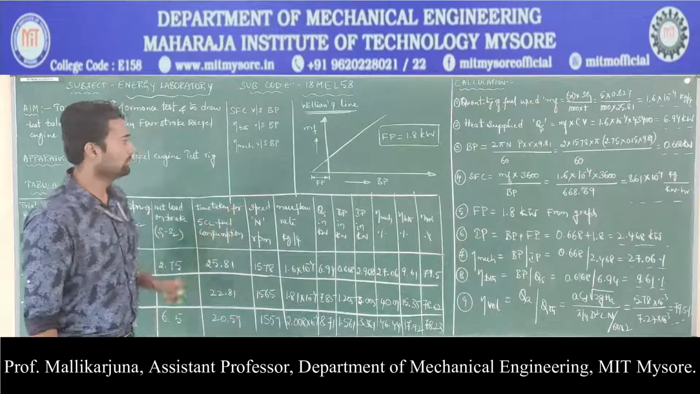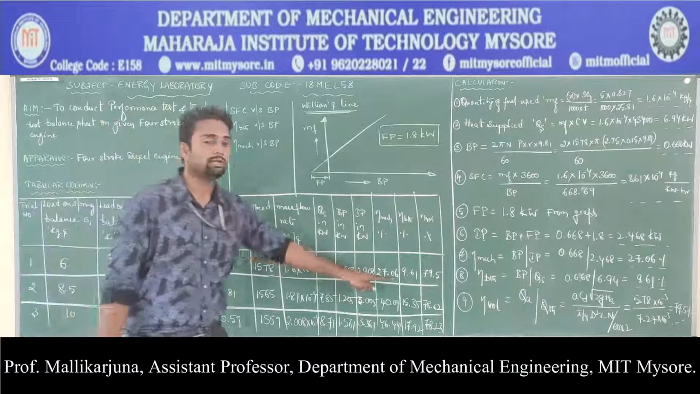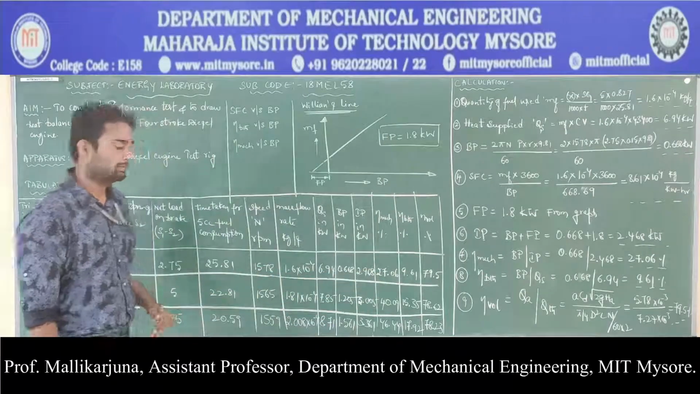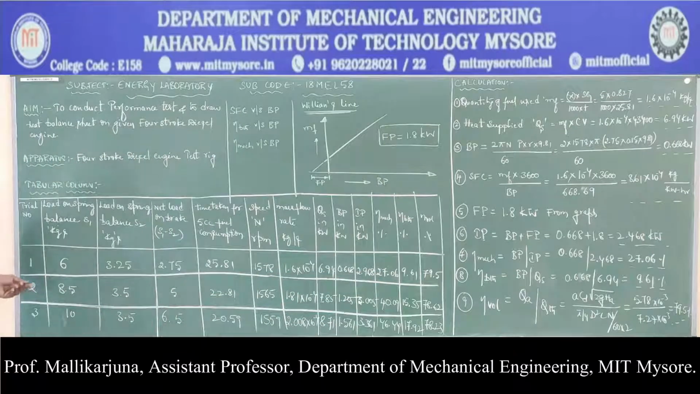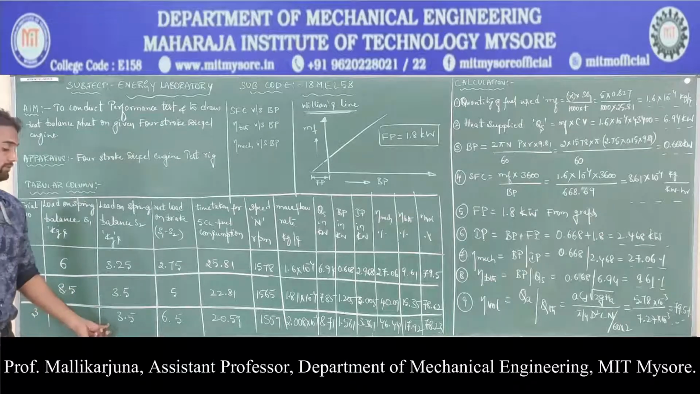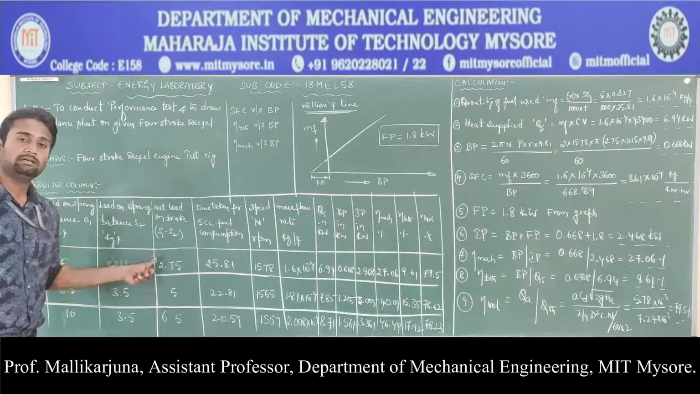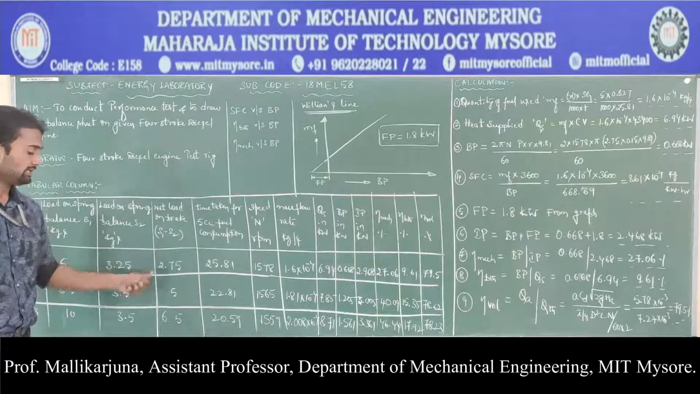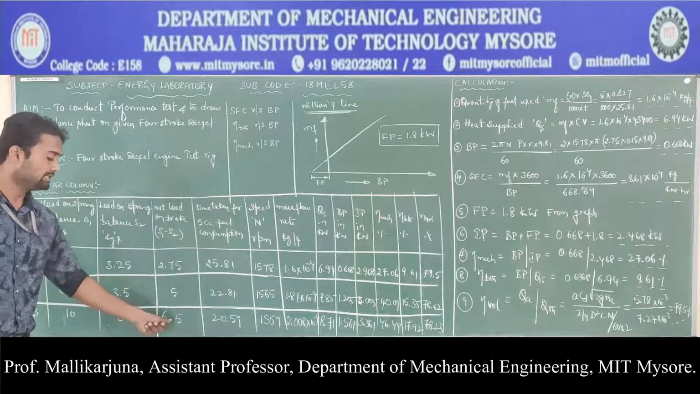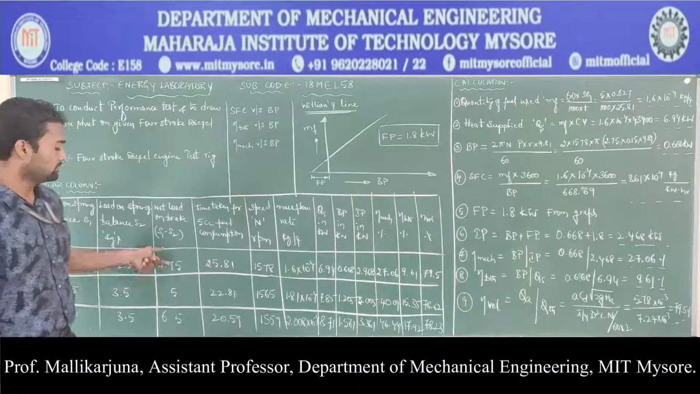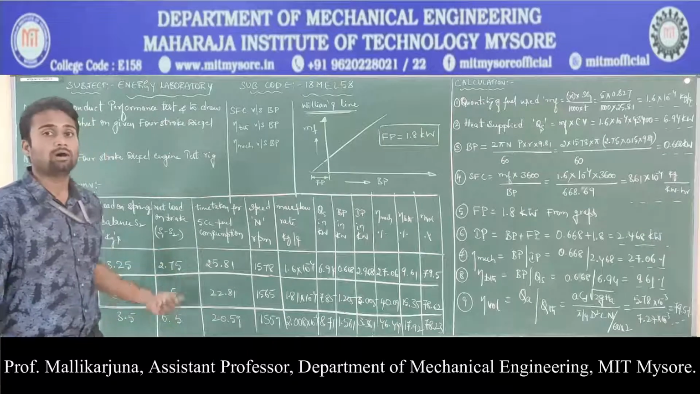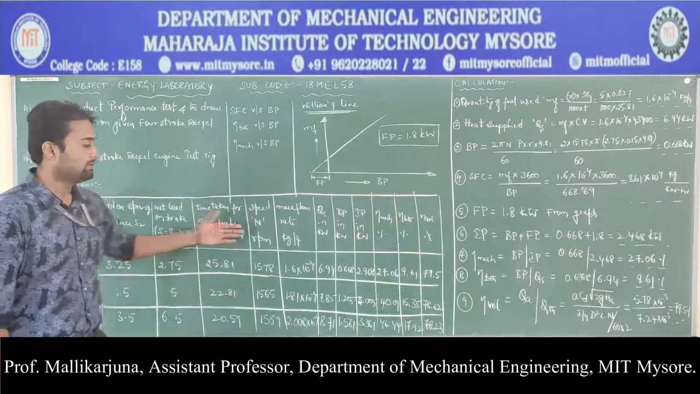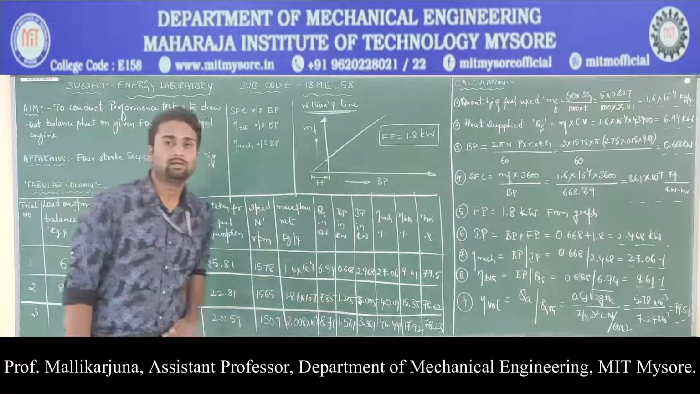Before that, we need to make sure that with a single value we cannot plot the graph. For that purpose, we will be looking at multiple trials, where we will be increasing the load on the engine. In the second trial it is 8.5 and 3.5, and in the third trial 10 and 3.5. The overall load is getting increased: 2.75 in the first trial, 5 in the second trial, 6.5 in the third trial. So by increasing the load on the engine, we have calculated all these values.